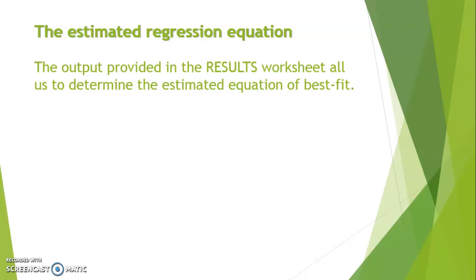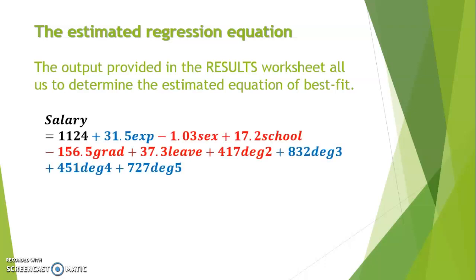The estimated regression equation is provided in the results worksheet and allows you to find the estimated equation of best fit. So the coefficients that appeared in the column that we pointed out earlier are those that I've reproduced here in the equation of the estimated regression. In blue, I've highlighted the variables whose p-values were under 5%, and in red are the variables whose p-values were above 5% and therefore deemed non-significant.